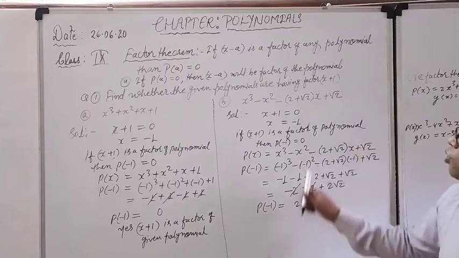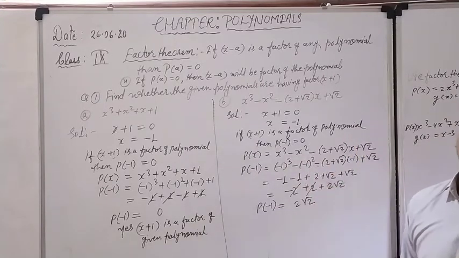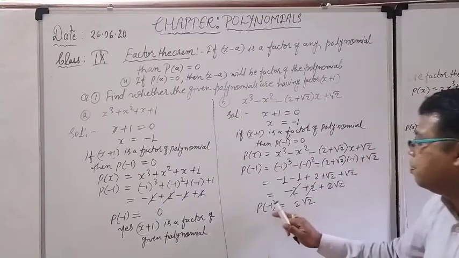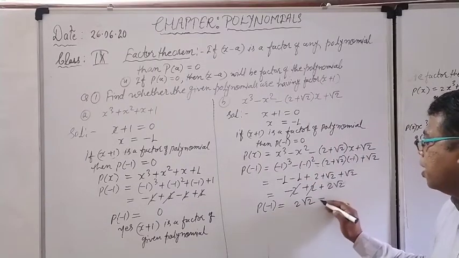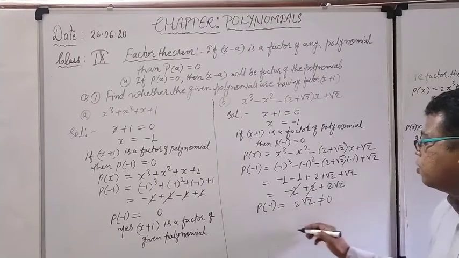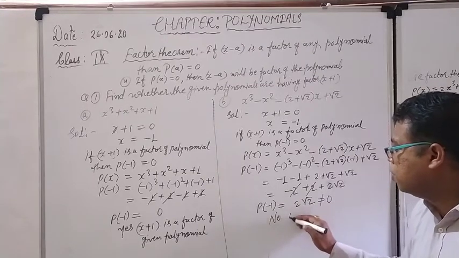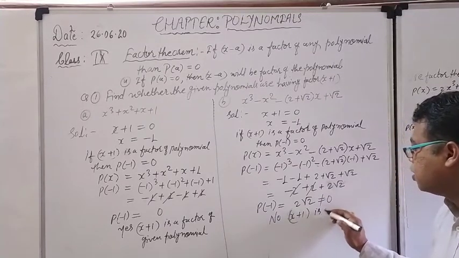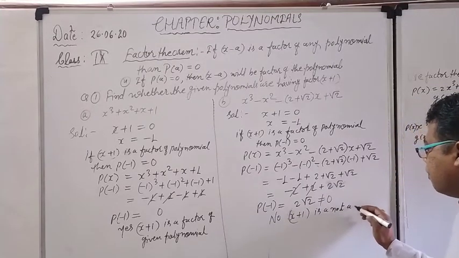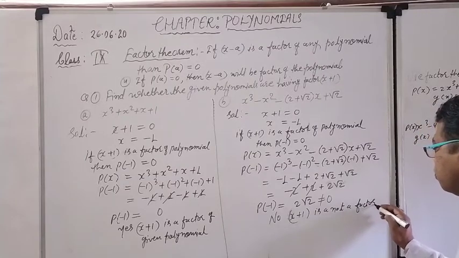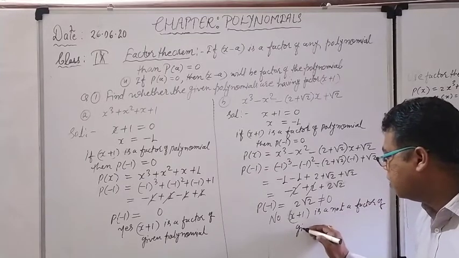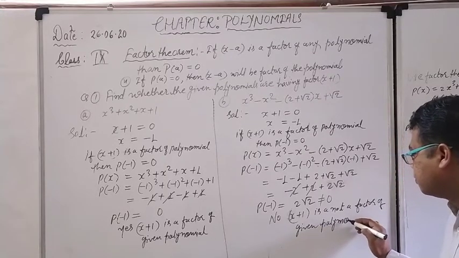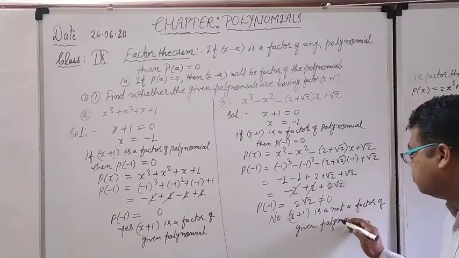What was the condition? Actually we have to get p(-1) equal to 0, then only we can say it is a factor of the given polynomial. But you can see that p(-1) we are getting 2 root 2, and that is not equal to 0. So we can say no, x plus 1 is not a factor of the given polynomial, that you can understand.